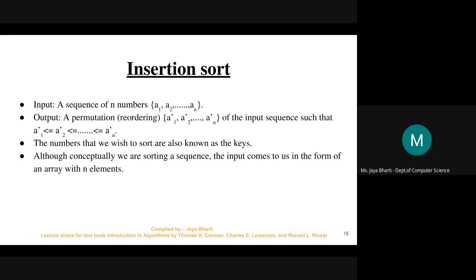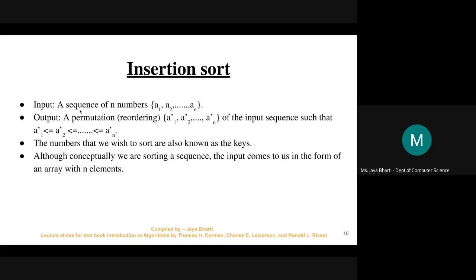It will take as input a sequence of n numbers, and it will give the output as a permutation, meaning a reordering of the input sequence. This is for increasing order. So if you want to sort the given array in increasing order, then this is the condition: the first element should be less than or equal to the second element, then the second element should be less than or equal to the third element, and so on. The first element should be the smallest element, and the last element should be the highest element. Okay, so this is the case for insertion sort.